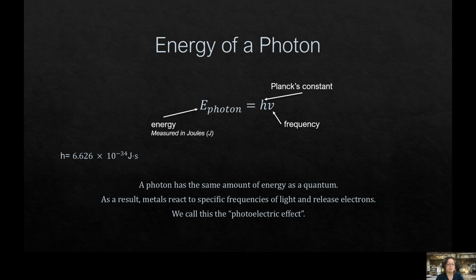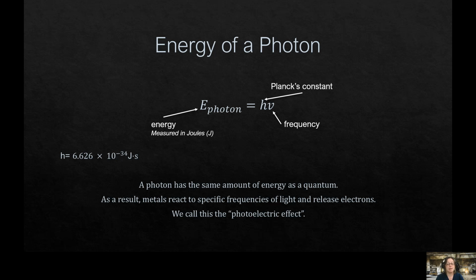So the energy of a photon is E photon, also measured in joules. h, of course, is Planck's constant, and v is the frequency again. So because a photon has the same amount of energy as a quantum, certain materials like metals that easily lose electrons have a unique reaction to being struck with very specific frequencies of light, and this causes them to actually release those electrons. This is the photoelectric effect. So if you strike metals with specific frequencies of light, they actually release electrons, which is really cool, but very unusual, and it's usually just metals that do this.